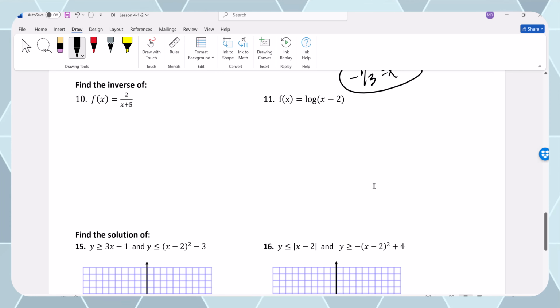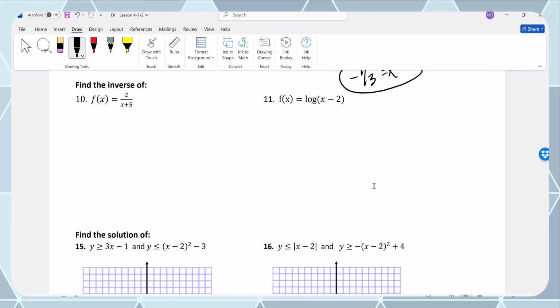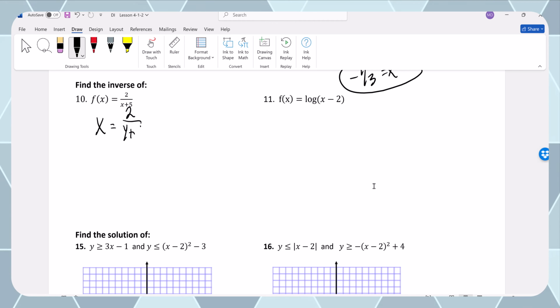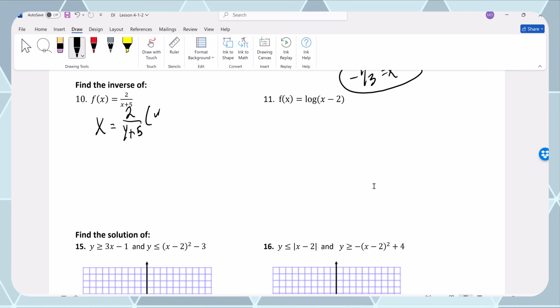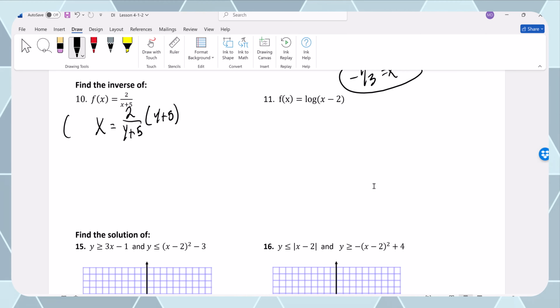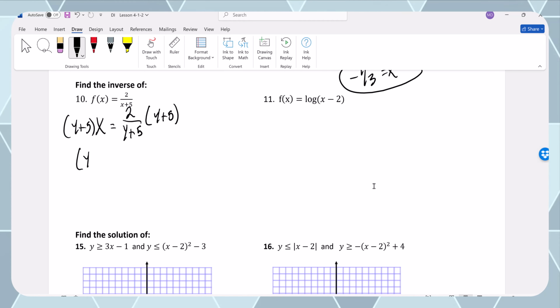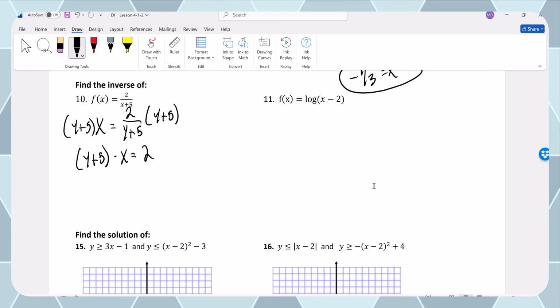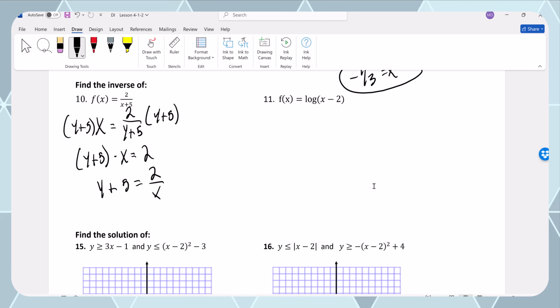So finding the inverse, remember you switch the x and y. Now to get y by itself, we have to get it out of the denominator. So you multiply both sides by it. You divide both sides by x. Subtract 5.